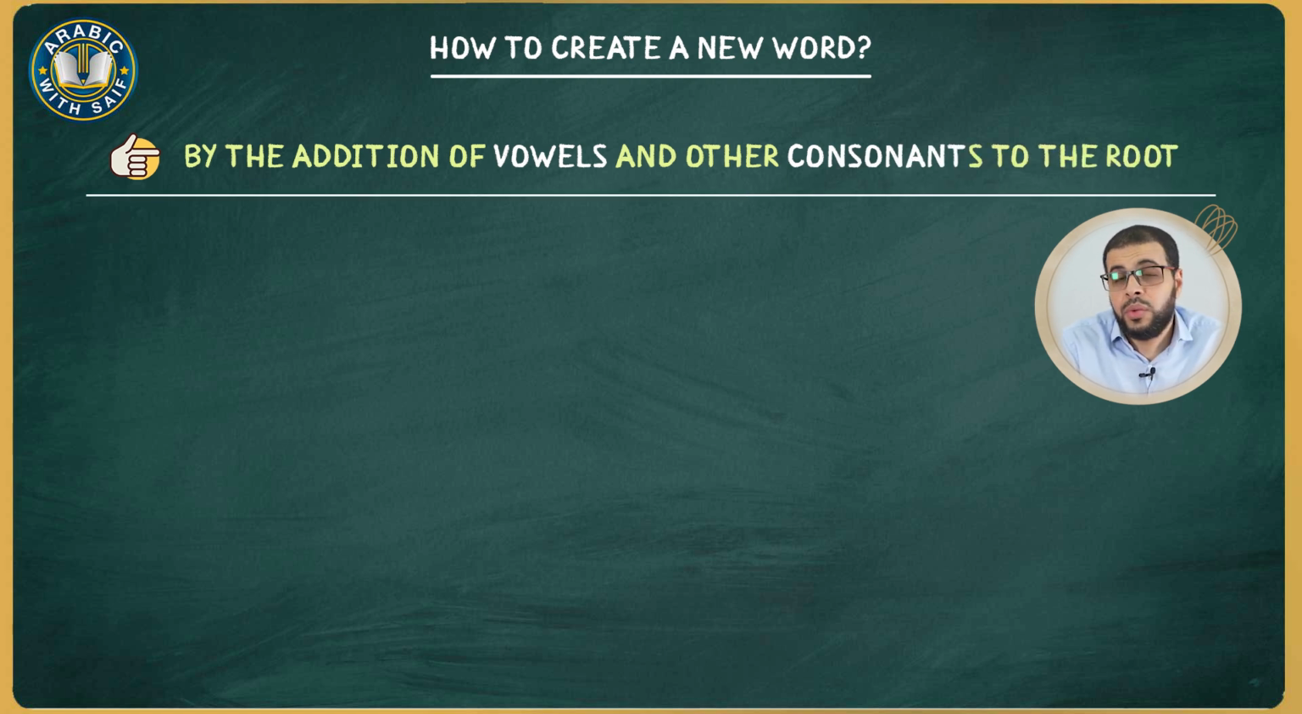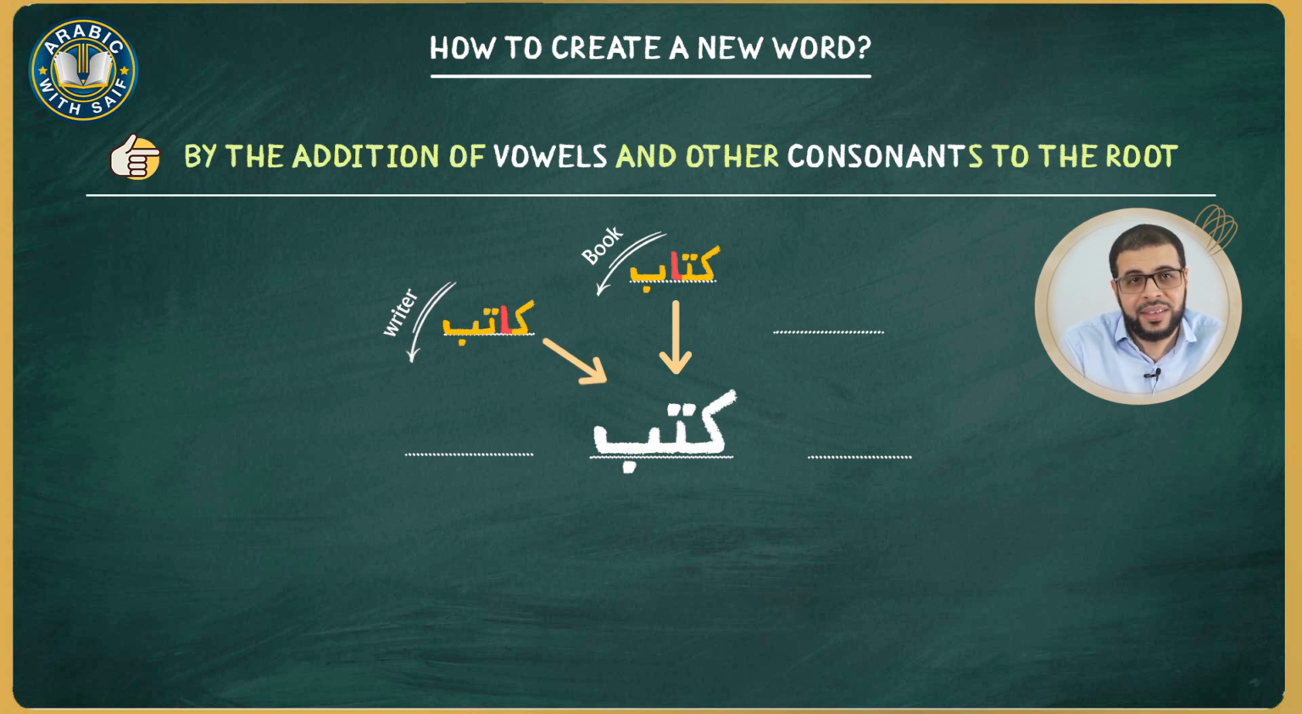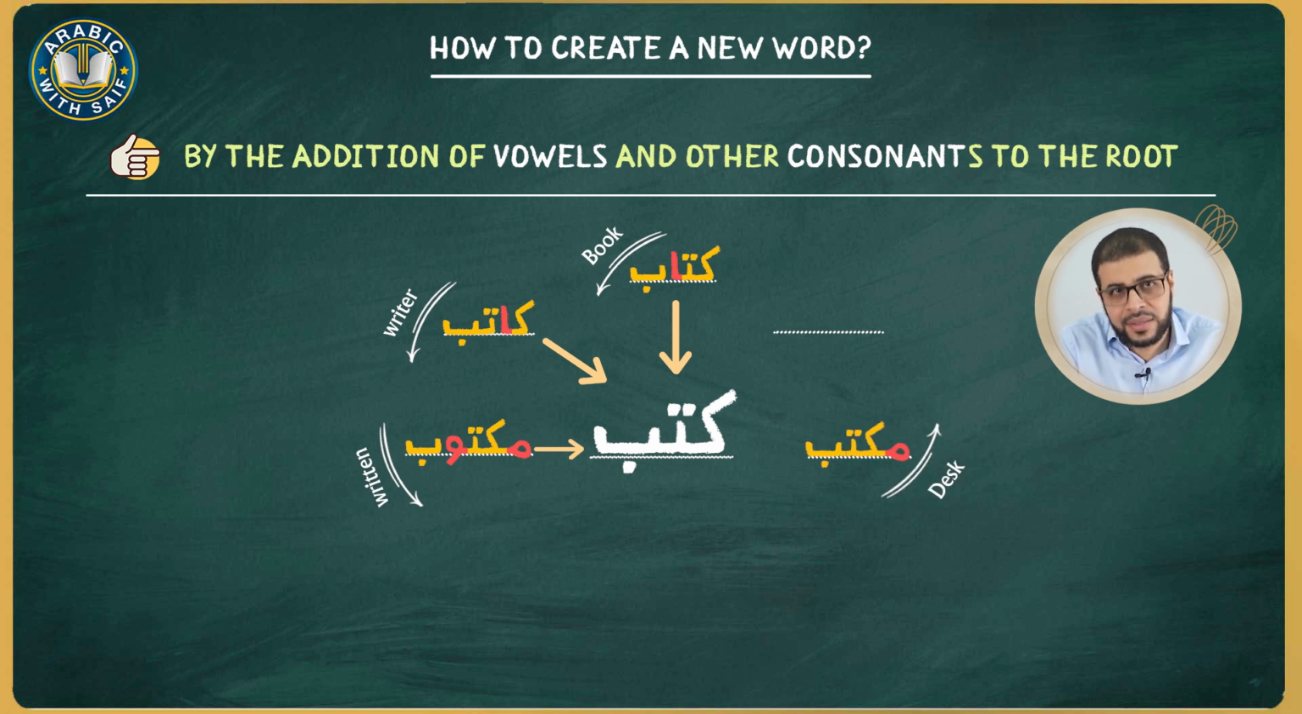For example, the word kitab. Kitab means a book. The root of it is kataba. Kataba means to write. The root of katib, which means writer, is also kataba. The root of maktub, which means written, is also kataba. The root of maktab, which means a desk, is kataba. The root of maktabah, which means a library, is also kataba.